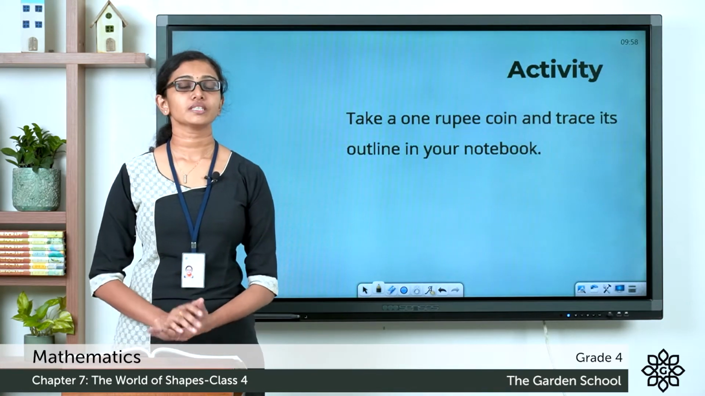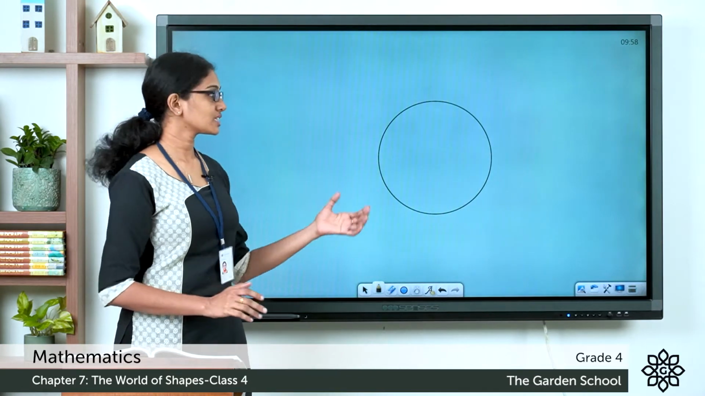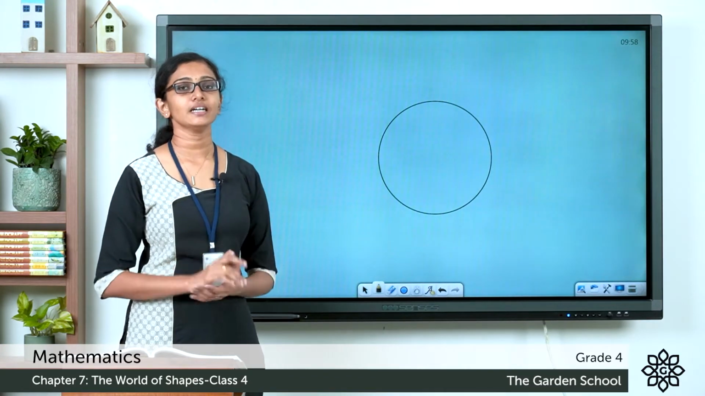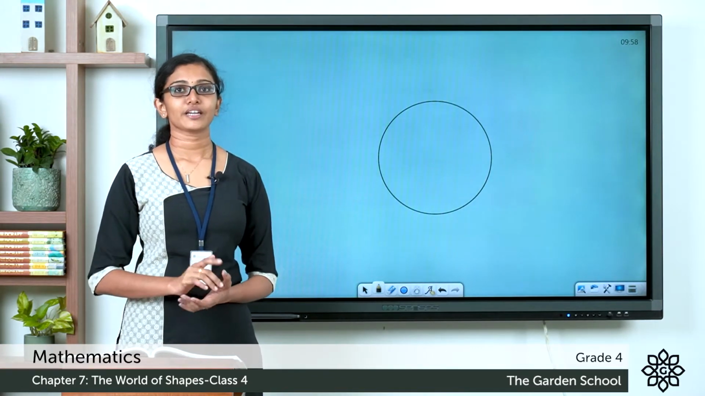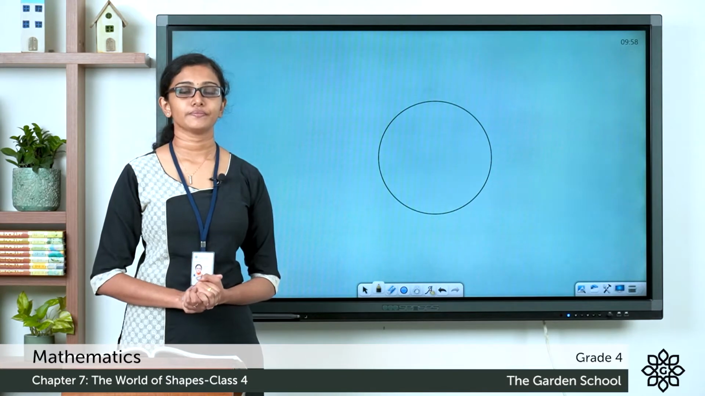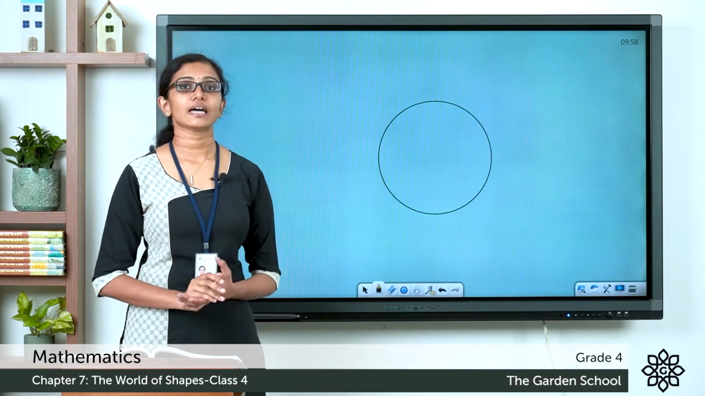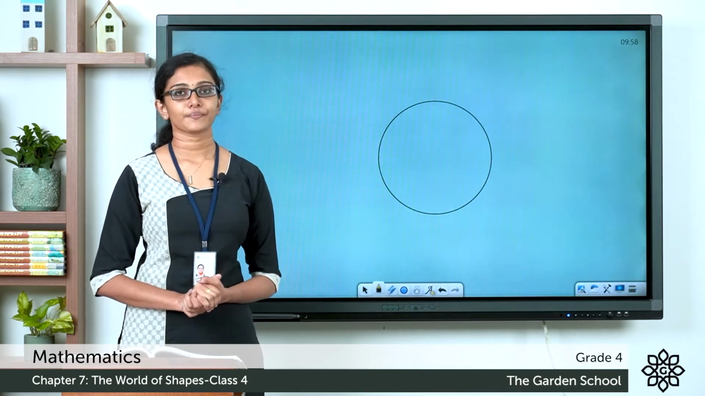Now, what is the shape that you got? Did you get a shape like this? Which is this shape? Yes, it is a circle. Now you can look around your house and find different objects which have a circle shape. And you can also draw different sized circles using these objects.